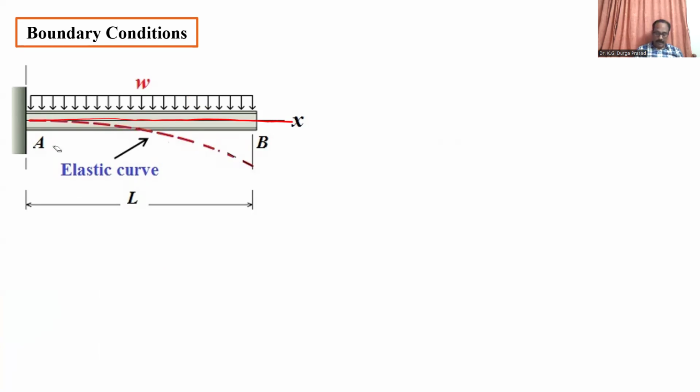Now, my dear friends, try to understand: at point A, can you find any deflection? What is the meaning of deflection? Vertical distance. On the elastic curve, you take point A. Is there any vertical distance? No. That means at point A, at the fixed support, what is the deflection? 0.